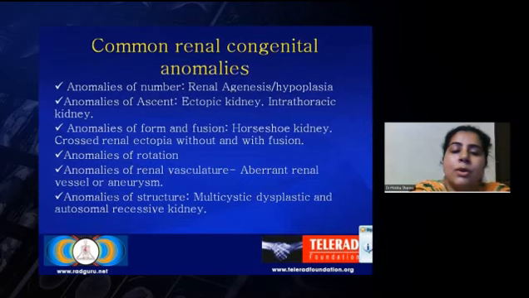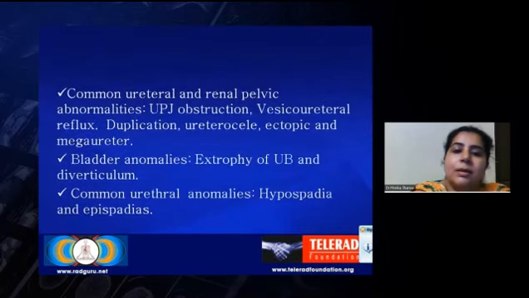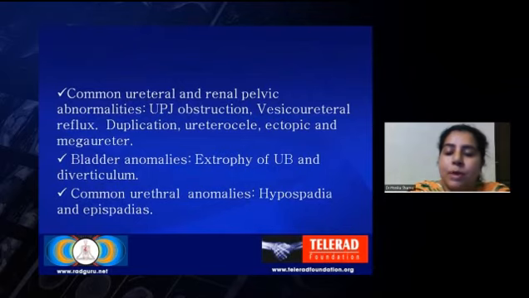Common ureteral and renal pelvic abnormalities are UPJ obstruction, vesicoureteral reflux, duplication of ureter, ureterocele, ectopic ureter and megaureter. Bladder anomalies, which mainly we are going to discuss, are exstrophy of the urinary bladder and diverticulum. Common urethral anomalies are hypospadias and epispadias.